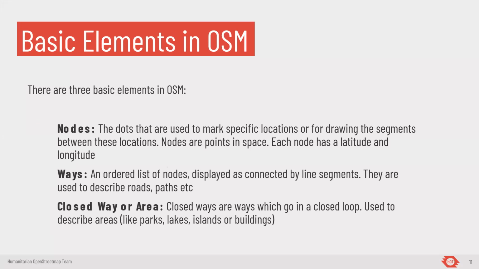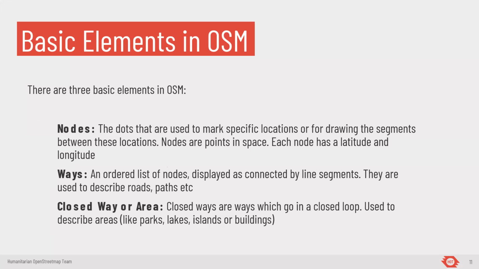So there are some basic elements in OpenStreetMap, JOSM. Actually, we have nodes, we have ways, and we have closed ways or areas. So nodes are the dots that are used to mark specific locations for drawing the segment between these locations. Nodes are points in space. Each node has latitude and longitude.